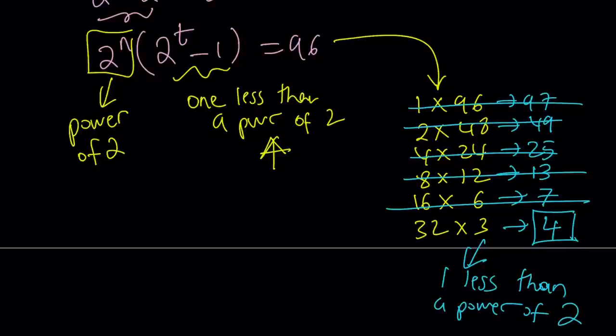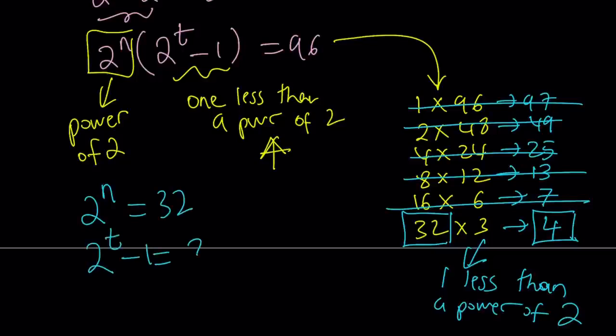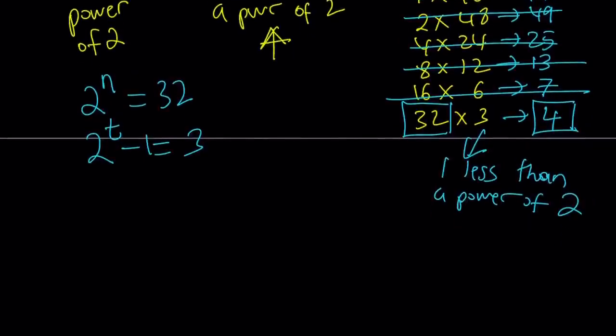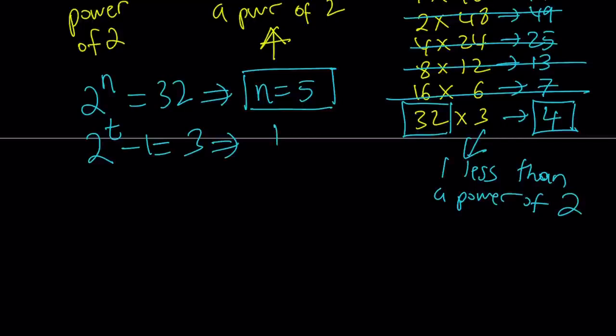So that gives you a unique situation here. And you can tell that 2 to the power n in this case is going to be 32. So we have 2 to the power n equals 32, and 2 to the power t minus 1 equals 3. Great. So from here we can basically find the values of n and t. The first one gives us n equals 5, because 2 to the 5th power is 32. And the second one gives you 2 to the t equals 4, and t equals 2.